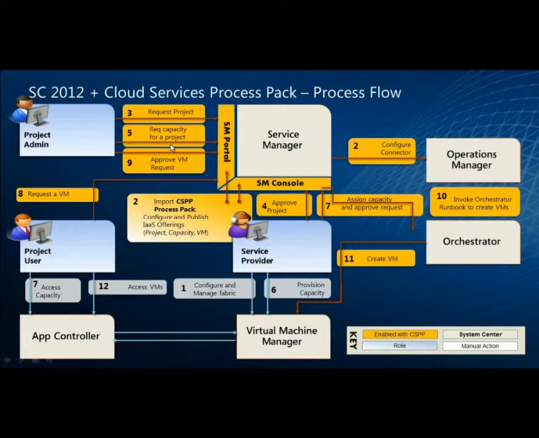The administrator then requests capacity: I have my new project, now I want capacity in my project. Once that capacity request is approved, I start requesting my virtual machines that run inside that capacity. My capacity allows me to define how much quota I have, and then I can create my virtual machines inside that. I can access those using App Controller to manage and manipulate my virtual machines.